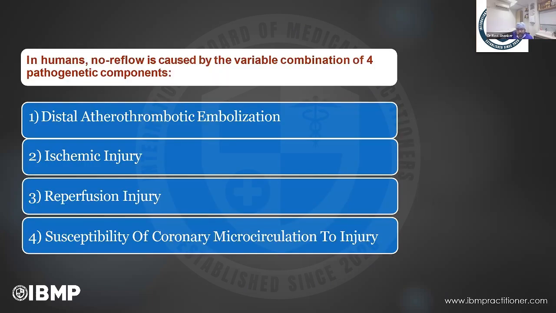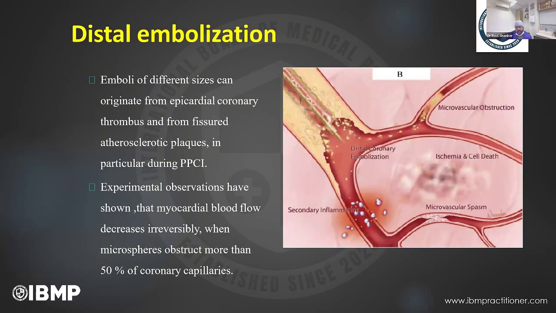Then in humans, no reflow is caused by a variable combination of four pathogenic components: distal atherothrombotic embolization, ischemic injury, reperfusion injury, and the susceptibility of coronary microcirculation to injury. Distal embolization: emboli of different sizes can originate from the epicardial coronary thrombus and from fissured atherosclerotic plaques, in particular during PCI. Experimental observations have shown that myocardial blood flow decreases irreversibly when these microspheres obstruct more than 50% of the coronary capillaries.